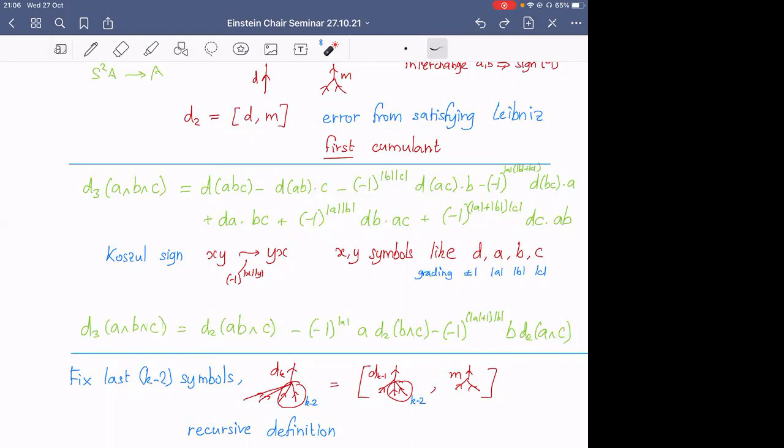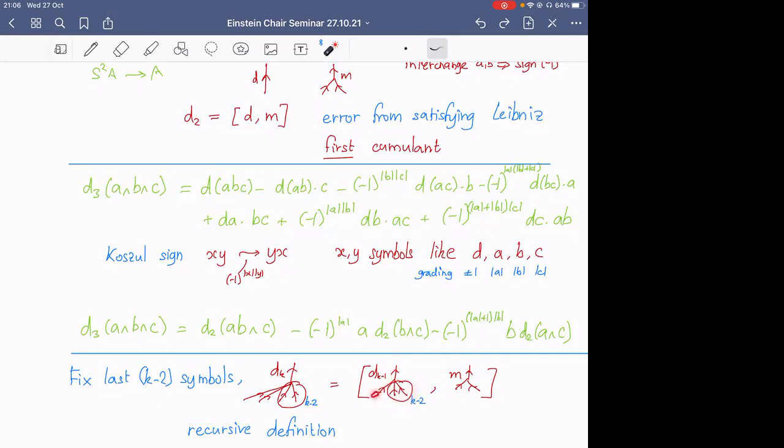Yes, so it's important what I've drawn down here at the bottom. You take, say here, dk minus 1, which has k minus 1 inputs. You fix all but 1, so you fix k minus 2 of the inputs. Now you're just thinking of it as a map with 1 input and 1 output. Of course, it actually had k minus 1 inputs, but we fixed all the rest.